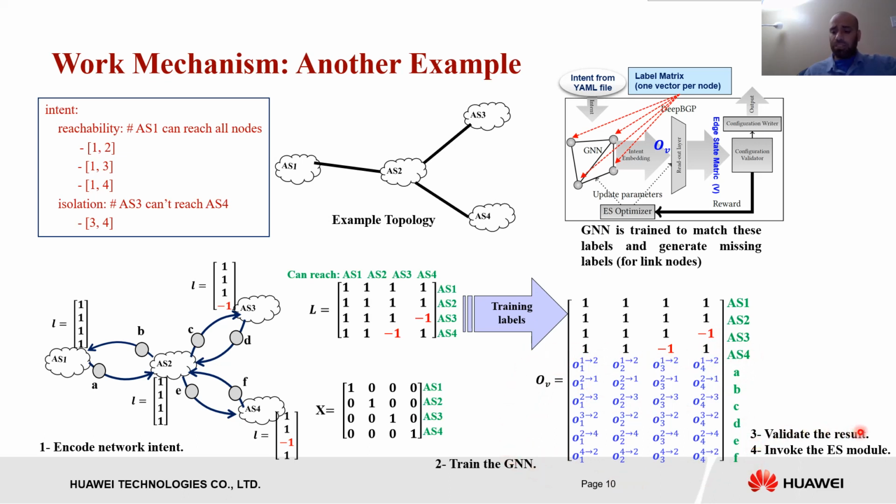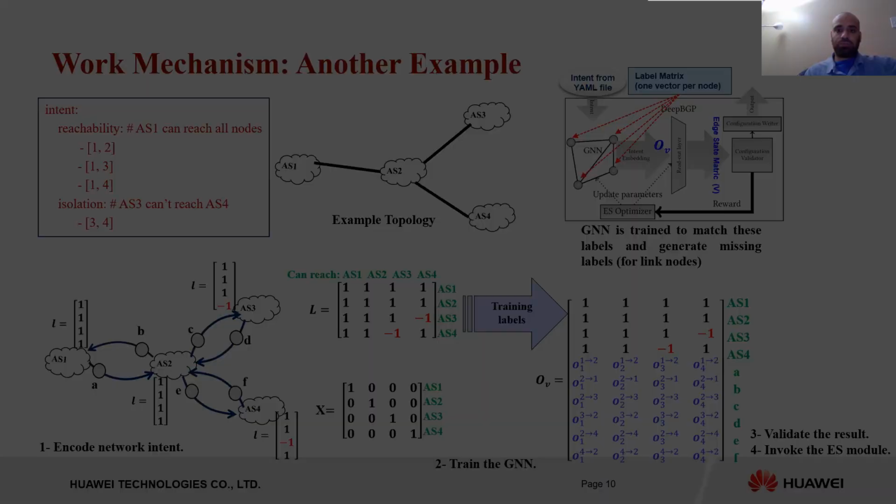And then we validate the output for the intermediate nodes. After validating the output, we either write the configuration or invoke the evolution strategy to enhance the output of the network. And we keep doing this until we reach our optimal solution.